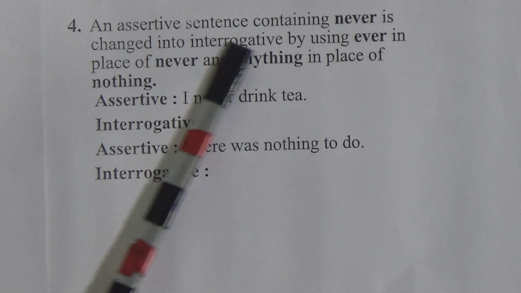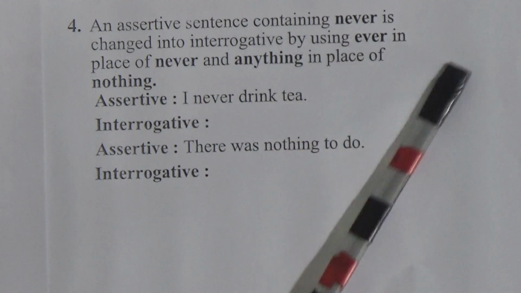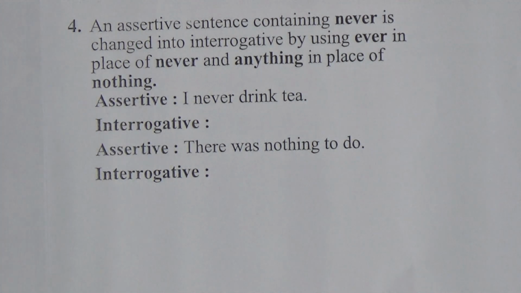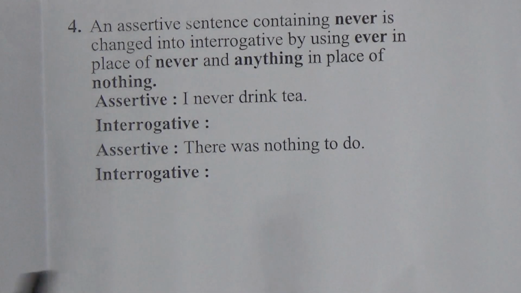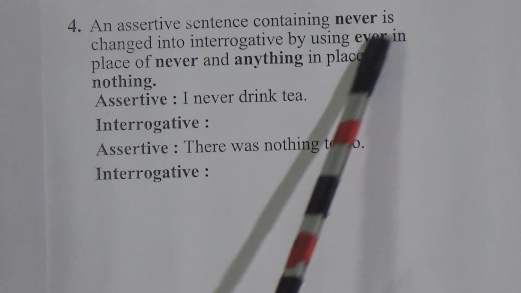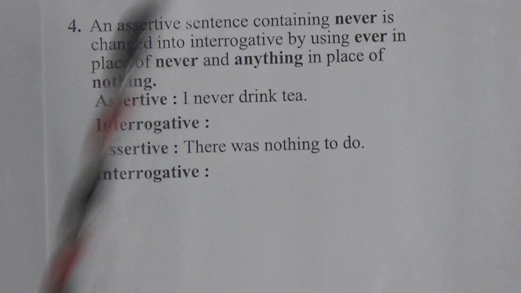Now we will go to our next rule, rule number 5. An assertive sentence containing never is changed into interrogative by using ever in place of never and anything in place of nothing. So if you find any assertive sentence containing never or nothing, never will be replaced by ever and nothing will be replaced by the word anything. So in place of never we will write ever, and in place of nothing we will write anything.